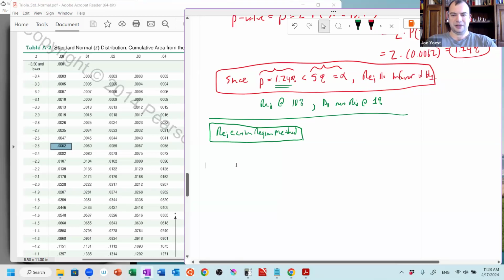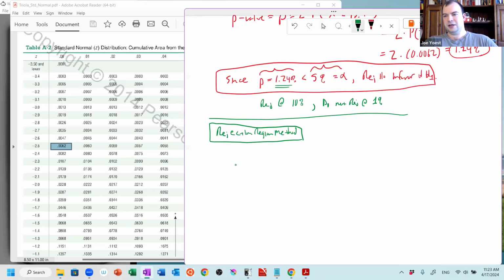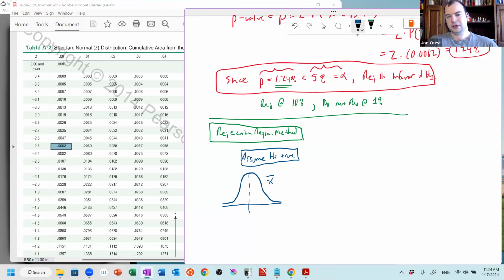So, the rejection region method. Remember, what's the idea here? Again, we always start by assuming H naught is true. So we have our distribution of X bar, with a mean of 16. And the goal here is to create a cutoff.